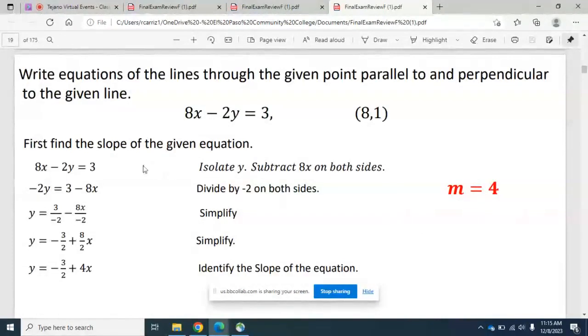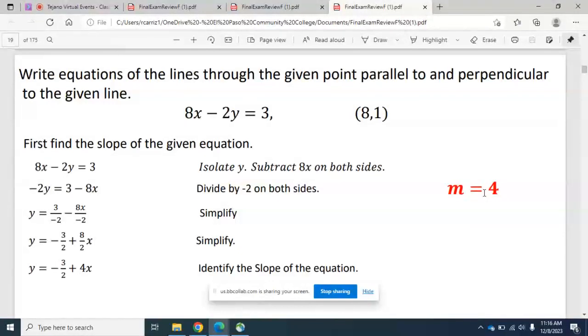So when I do this, I'll convert 8x minus 2y is equal to 3. I convert this into slope-intercept form just by solving for y. And when I do this, I get this equation: y is equal to negative 3 halves plus 4x. So what this is telling me is that my slope is 4. Okay, I'm not interested in the y-intercept. The y-intercept here is negative 3 halves, but what I am interested in is the slope.